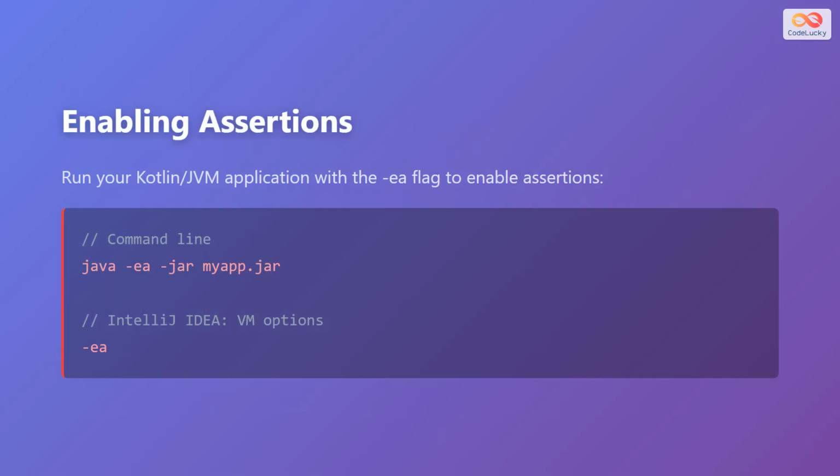To enable assertions in your Kotlin JVM application, you need to pass the -ea flag to the Java virtual machine. From the command line, you would run java -ea -jar followed by your application file. In IntelliJ IDEA, you can add -ea to the VM options in your run configuration. Remember, without this flag, all assert statements are simply ignored at runtime.